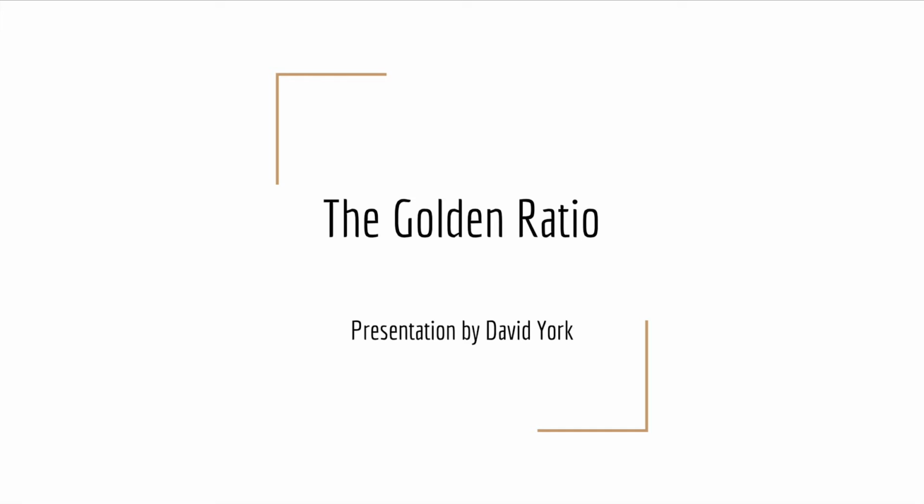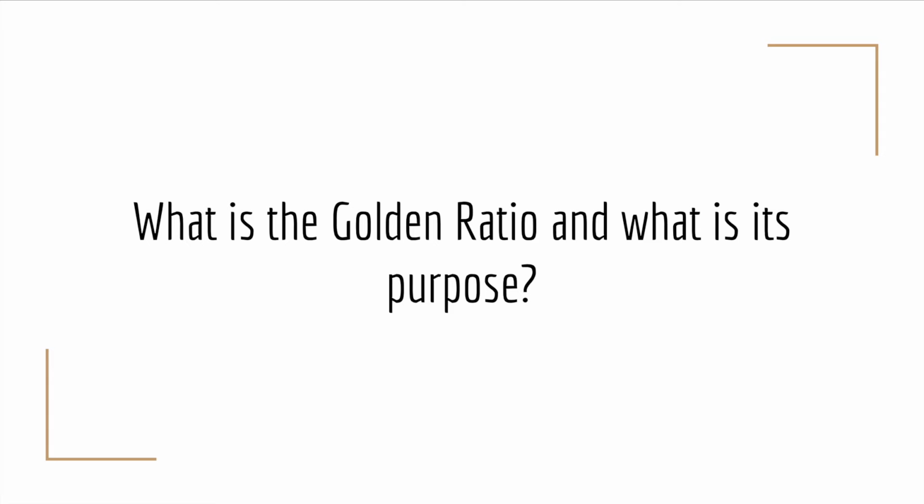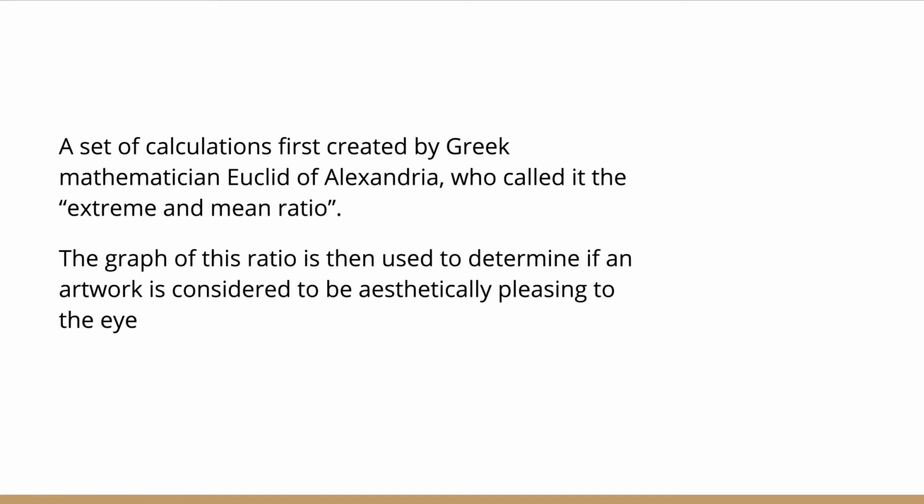Now, you may be wondering, just what is the golden ratio? What is its purpose? The golden ratio is a set of calculations first created by Euclid of Alexandria, a Greek mathematician, who titled it the extreme and mean ratio.